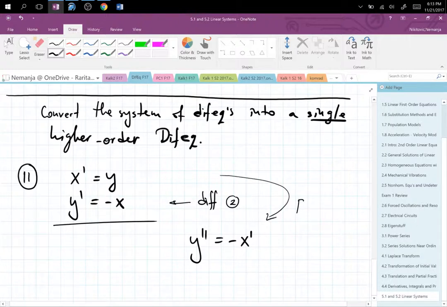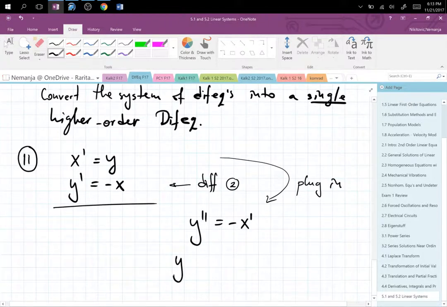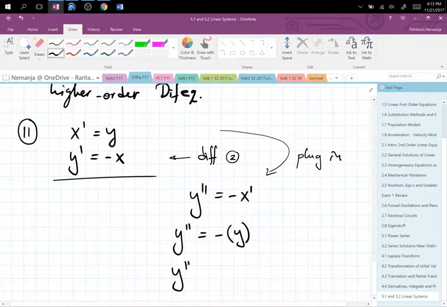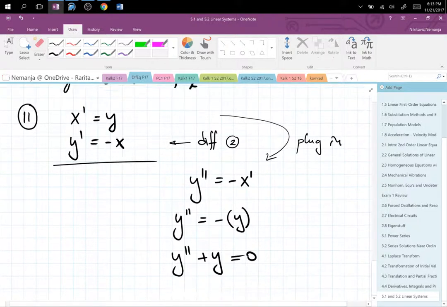Now plug in. And you got y double prime is equal to negative, and instead of x prime, you just have y. So move that to this side, and there is your second order linear differential equation, constant coefficients. You know the solution for this, right? Because it's simple. You should know the solution for this just by looking at it.